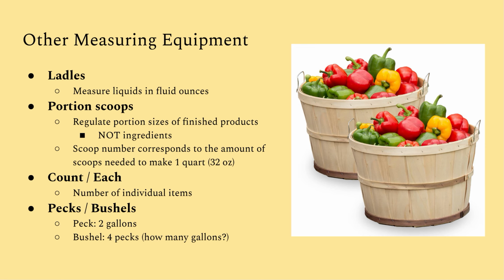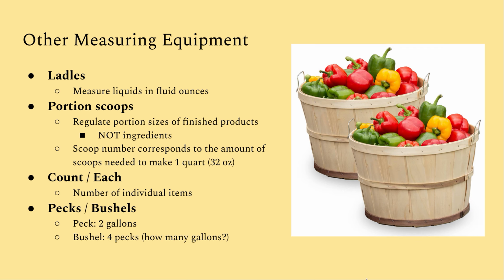They usually have colored handles, and you can see the scoop number on the release part of the scoop, and that number actually corresponds to the number of scoops needed to make 1 quart. So very interesting. And then finally, we do also use count or each, and this is just to literally give the number of individual items. And also in the industry, but maybe a little bit further removed, we don't see this as much anymore, or you see this in larger formats, pecks and bushels.